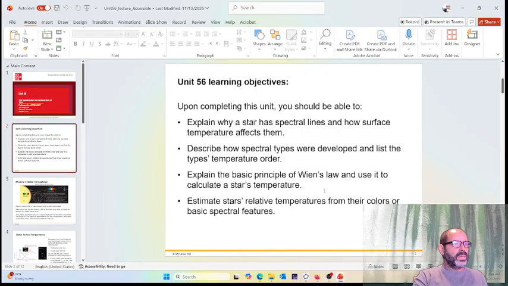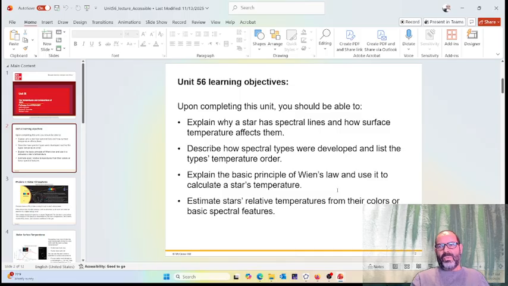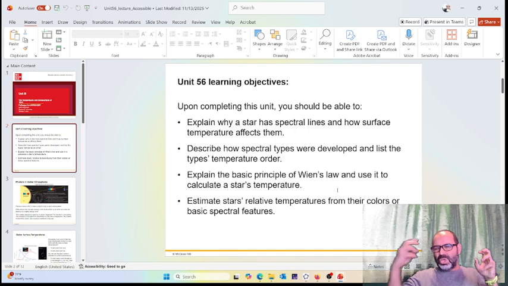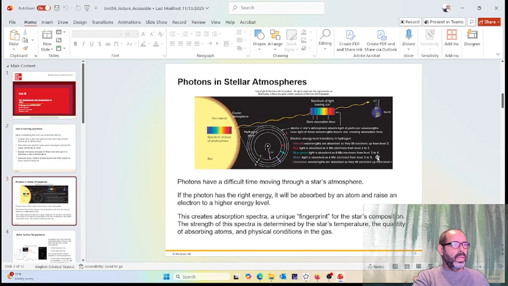Explain the basic principle of Wien's law that we saw in a different unit way back. There is a correlation between the temperature of an object and the peak frequency or the peak wavelength that is emitted. The hotter the object is, the shorter the wavelength, the higher the frequency. And then we're going to talk about the spectral lines and classifications and things like that.